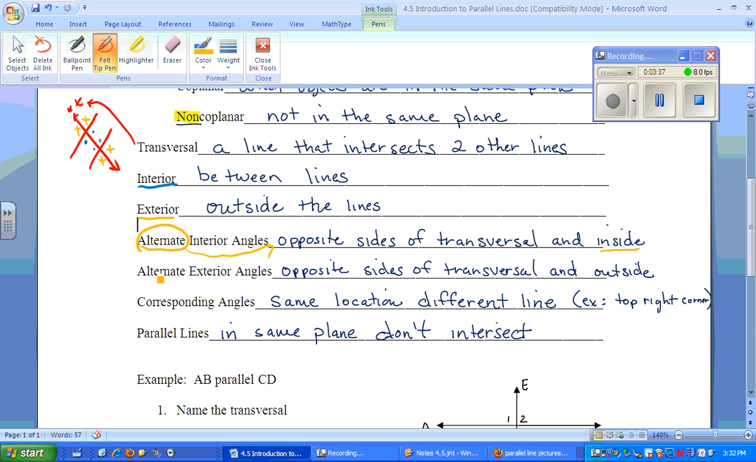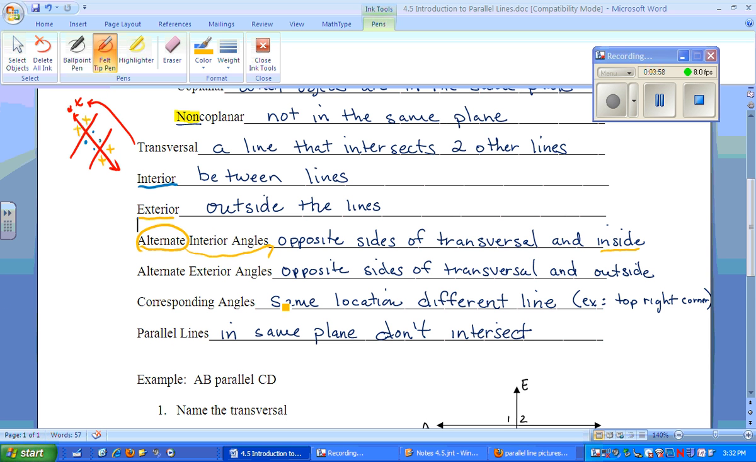Moving on, alternating exterior. We just learned alternating means opposite sides. Exterior, we just learned means outside the lines. So we're having opposite sides of the transversal and outside. So we'd say this top right corner, this bottom left corner, this top left corner, this bottom right corner would be alternating exterior angles.